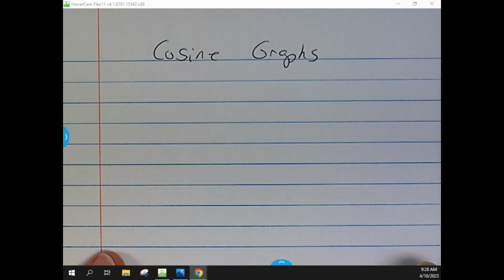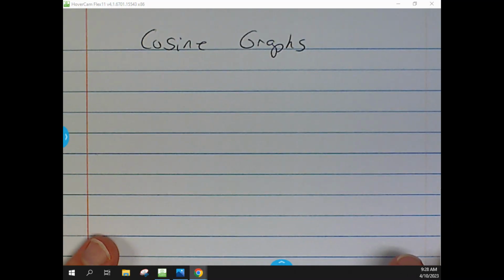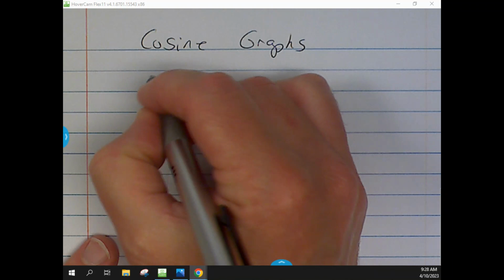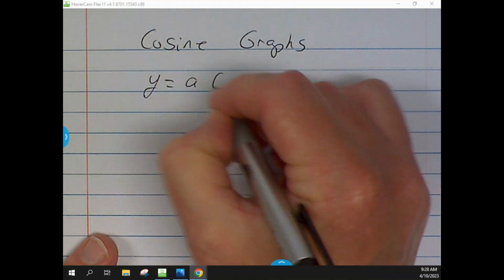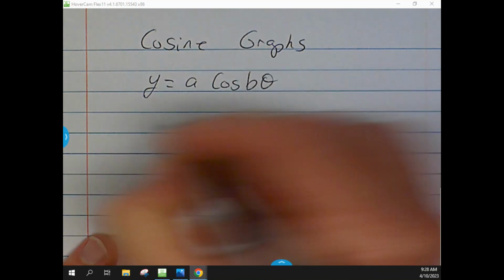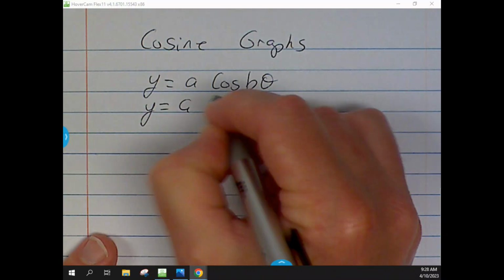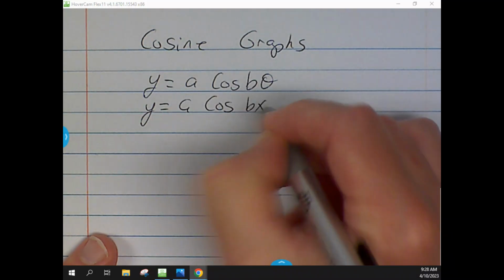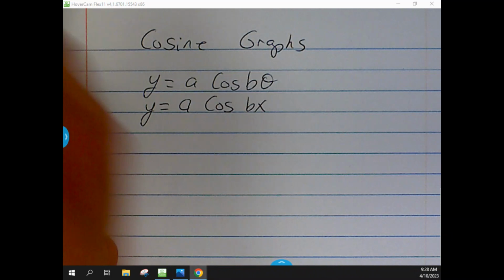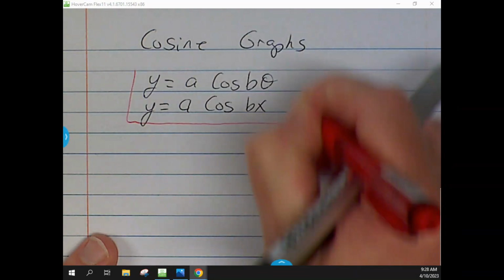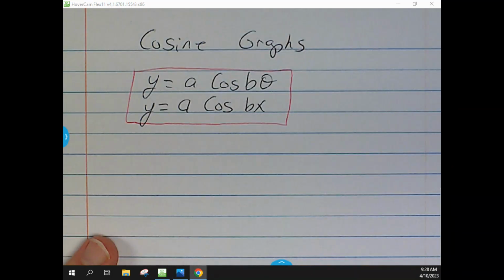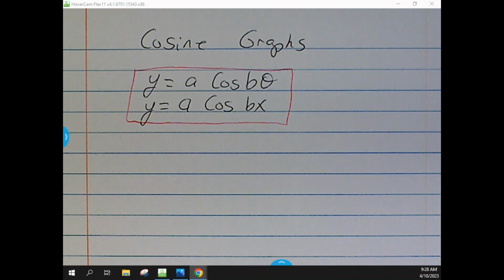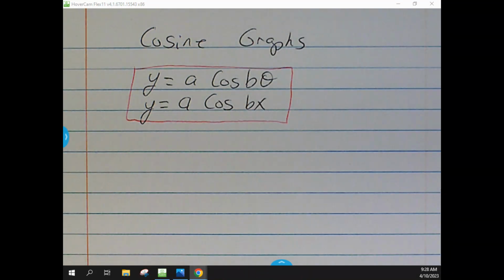I'm going to show you some cosine graphs. Okay, for cosine, we're going to switch from sine to cosine. The only difference is we're using cosine instead of sine.